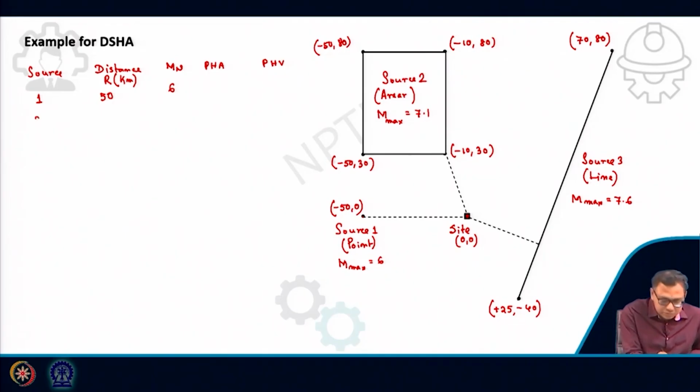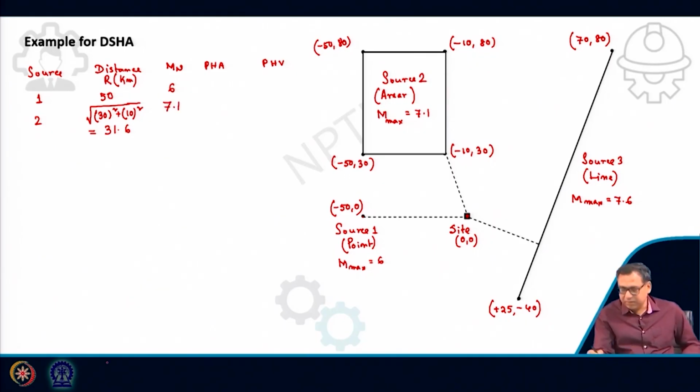Now for source 2, what is the closest distance? This area source, this will be the closest distance. How do I get this closest distance? This will be the square root of 30 square plus 10 square, so this will be 31.6. Now MW is 7.1.